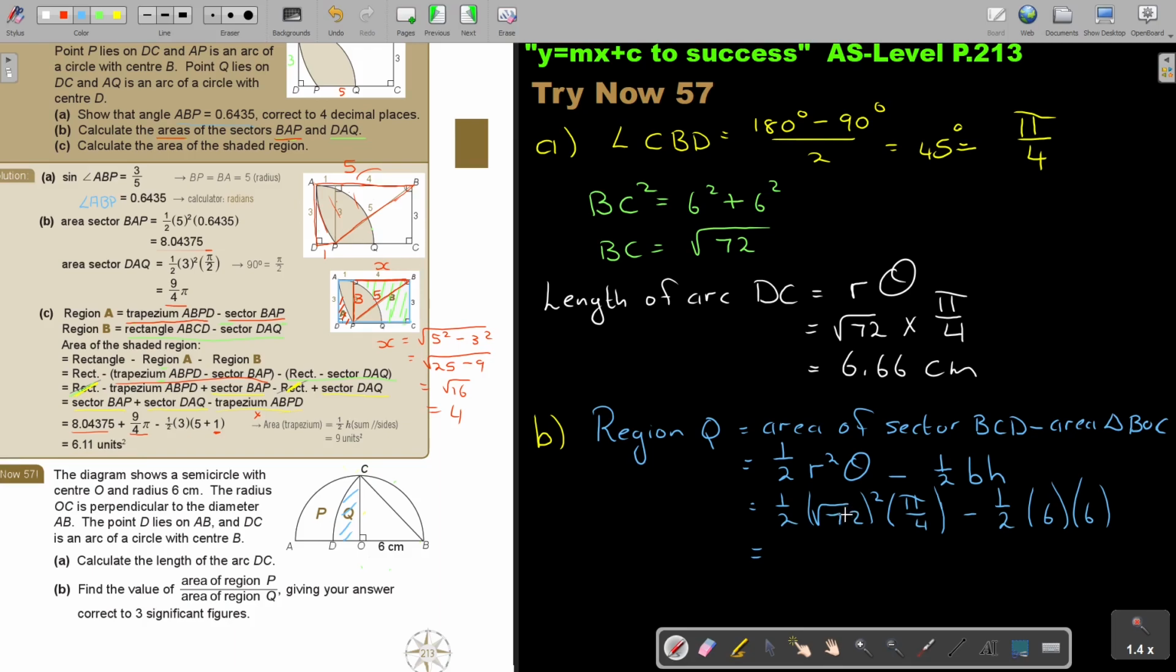Now I can work out this. This is very nice. As soon as you square a square root, then it's going to become 72. So it's 72 divided by, because this is going to be 4 times 2 is 8. Keep it in terms of pi, it's more accurate: 9 pi. And that is 36 over 2 is 18. Okay, let's first keep it like that.